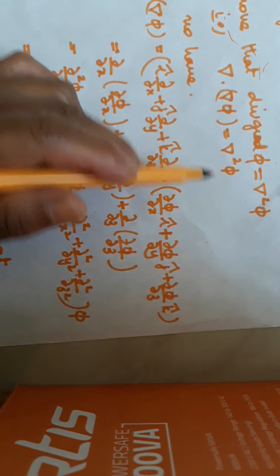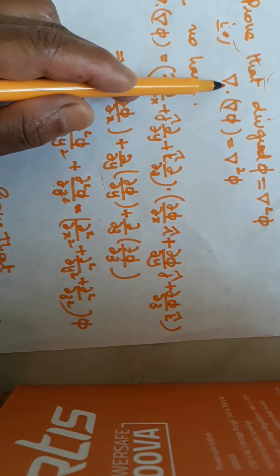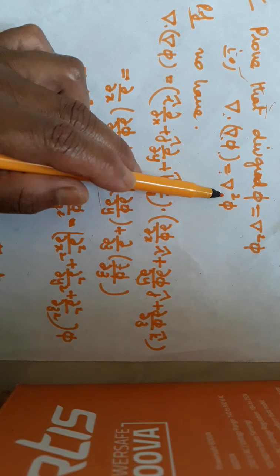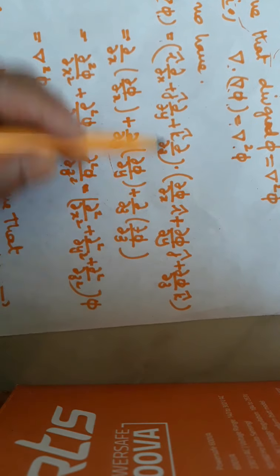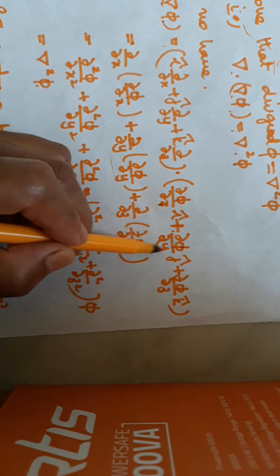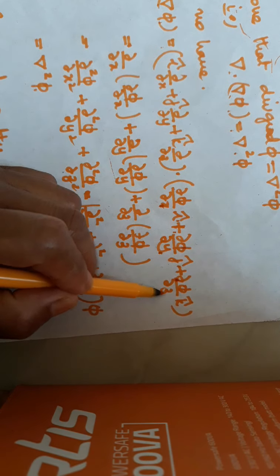Next we come to number 8. Prove that the divergence of the gradient of phi is equal to del 2 of phi. That is, del dot del phi is equal to del square of phi. As you know, del phi is del phi/del x into i plus del phi/del y into j plus del phi/del z into k.